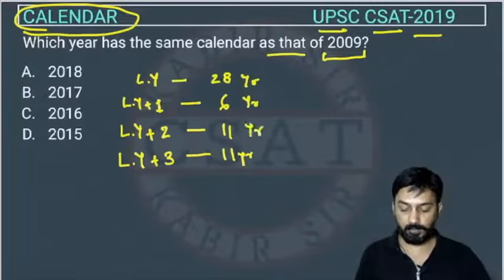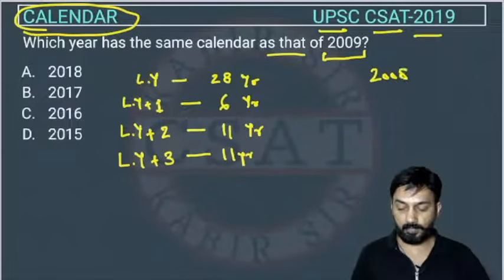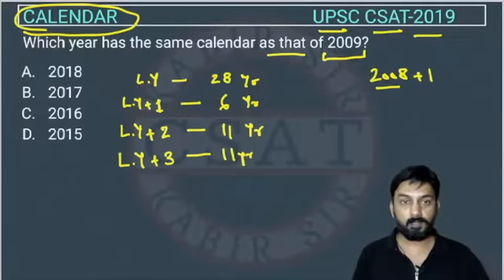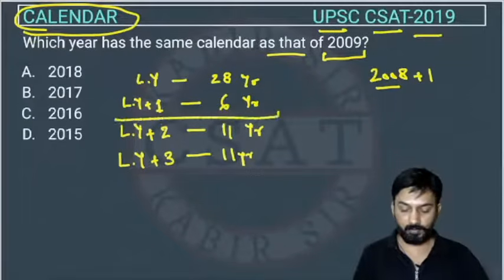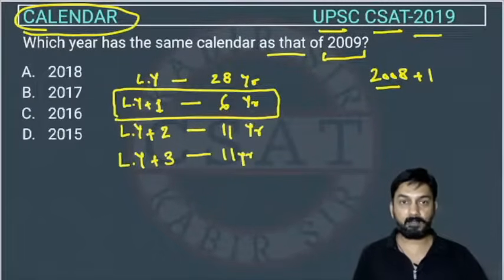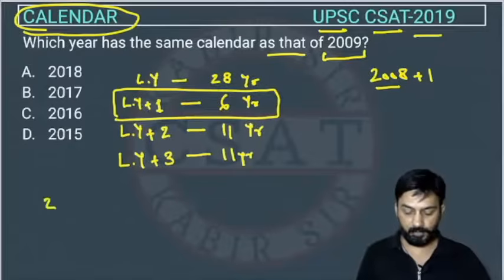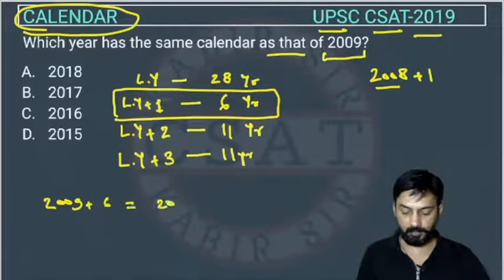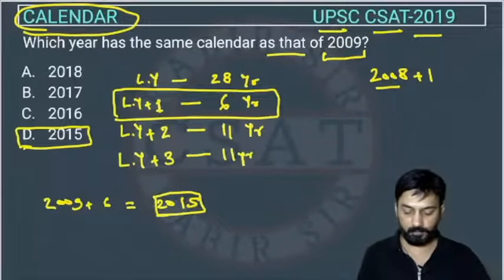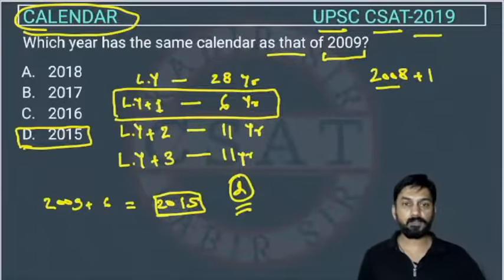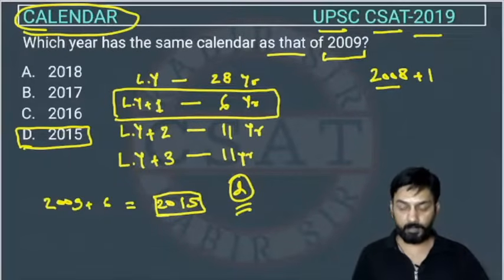If you remember this, you can solve this question in just a second, because see, 2008 is a leap year, so 2009 is leap year plus 1. So this is this case. So the calendar will get repeated after 6 years. So 2009 plus 6 years will be 2015. So the answer of this question is option D. So option D is the right answer for this question. And why did this happen? Because of odd days.